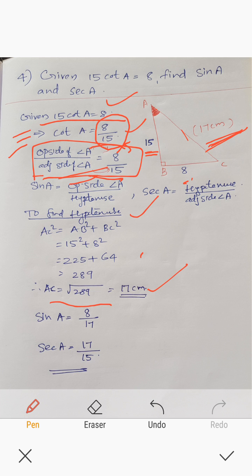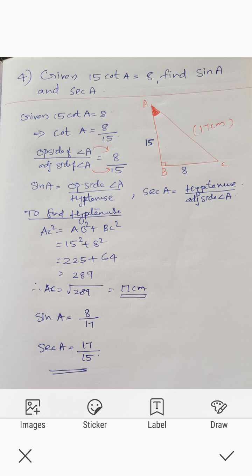So since we got AC equal to 17 centimeter, sin A is opposite side by hypotenuse, that is 8 by 17, and sec A is the reciprocal of cos A. So it is hypotenuse by adjacent side. So hypotenuse is 17 centimeter, adjacent side is 15 centimeter. So it is 17 by 15. Okay.